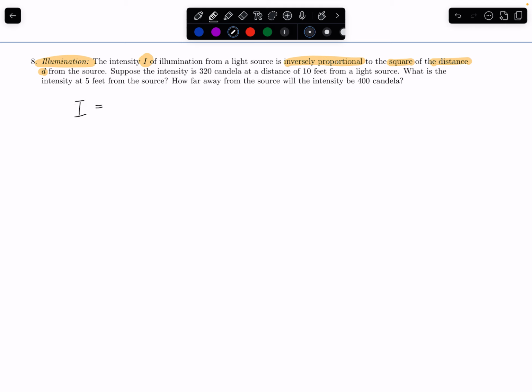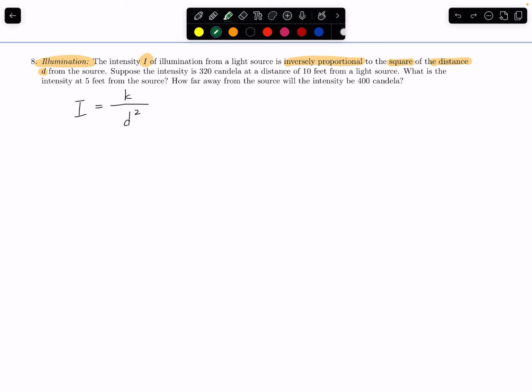I is inversely proportional, meaning it's k over something, where k is our constant of variation. And the thing that it's inversely proportional to is the square of the distance d. So that means it's d, but squared. So d squared. There's our equation. Now we're going to find out enough information to solve for k. Just watch what they tell us.